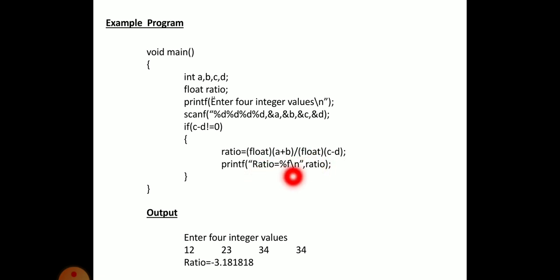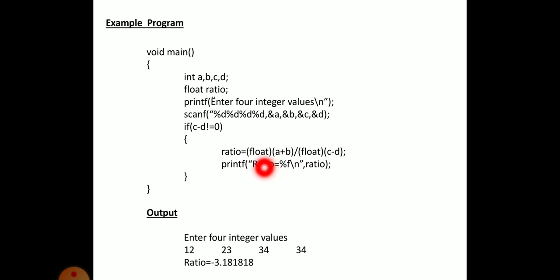Printf contains two arguments. The first section of the argument specifies the type of the value that is printed, denoted by percentage F. If we have to print an integer value, we make use of percentage D. In this case, ratio is declared as a float value, so we represent it as percentage F. Ratio is a float value, so we make use of the percentage F symbol.